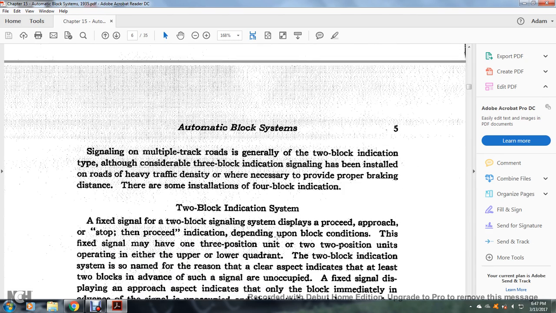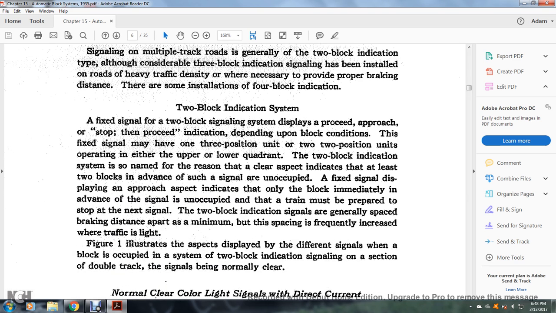The automatic block system. Signals for multiple track railroads are generally on the 2-block indication system, although the 3-block indication signal system has been installed on roads with heavy traffic density whenever necessary to provide proper braking distance and some insulation for block indication.